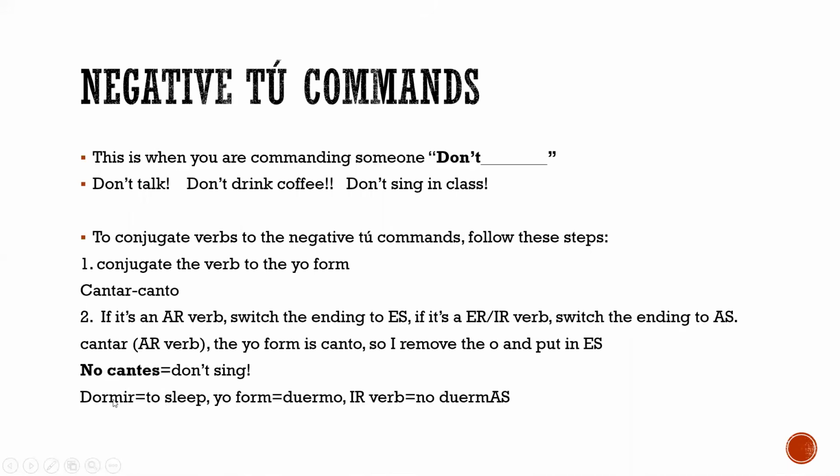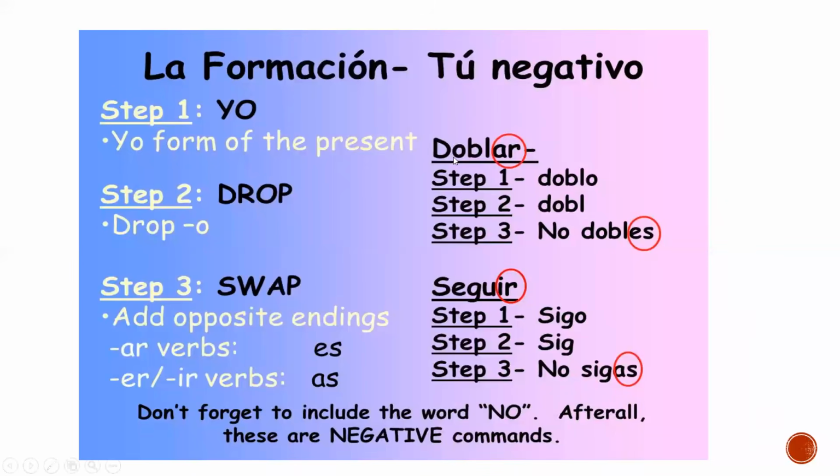Another example, dormir is to sleep. The yo form is duermo. It's an IR verb, so the command is no duermas. Here's another visual. Step 1, put the verb in the yo form. Step 2, drop the O. Step 3, swap the endings. This is an AR verb, so we're going to switch it to ES. Seguir means to follow. It's sigo in the yo form. IR verb, so it's no sigas.